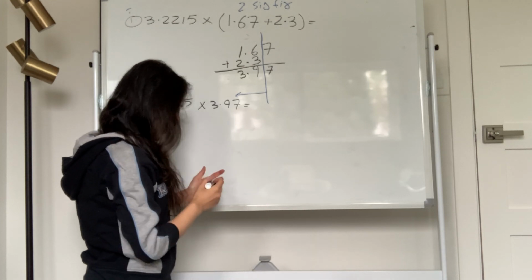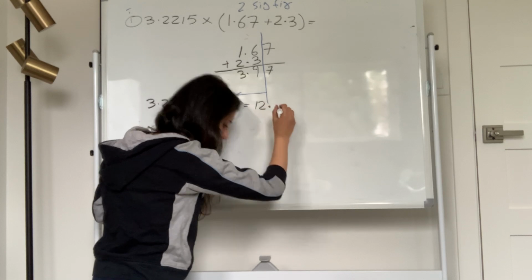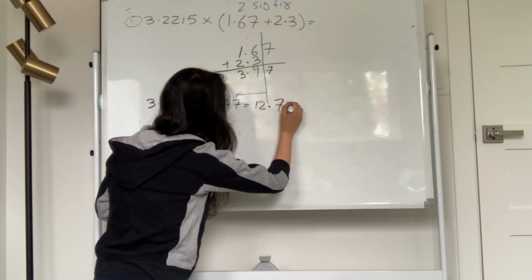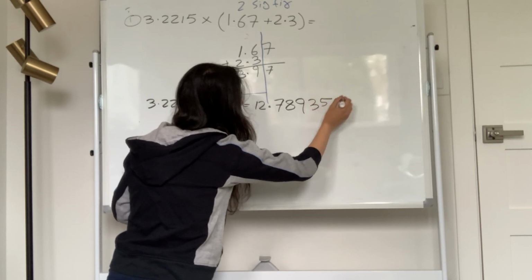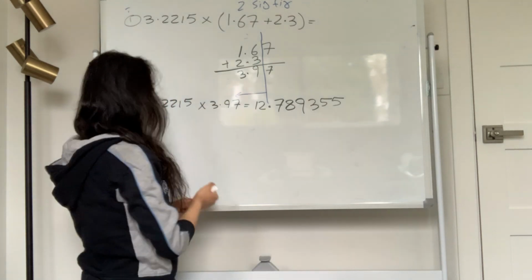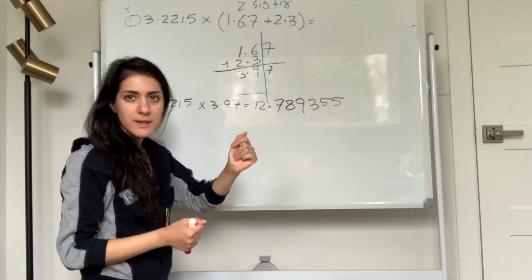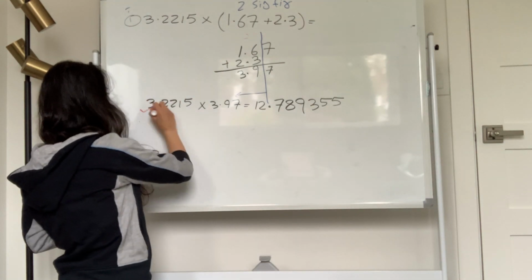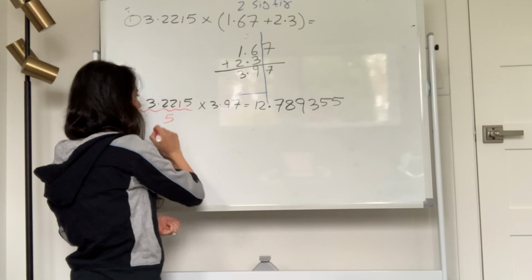Now, if I do that, what my calculator is going to give me is 12.789355. Now we are going to round. Okay, now this is multiplication. I have to go with the lowest number of significant figures. How many sig figs is this one? Yes, 1, 2, 3, 4, 5, 6.